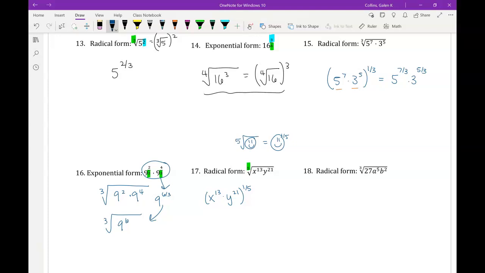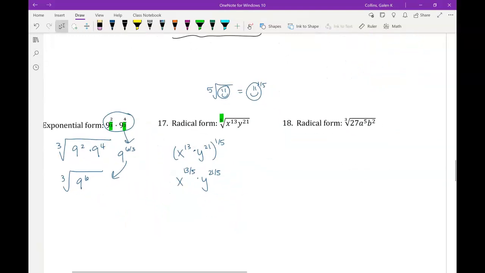Okay, so from there, I could also further simplify this by using the property of powers that allows me to distribute exponents over multiplication or division. So I get x to the 13/5 times y to the 21/5 power. But since x and y have different bases, I cannot further combine those.